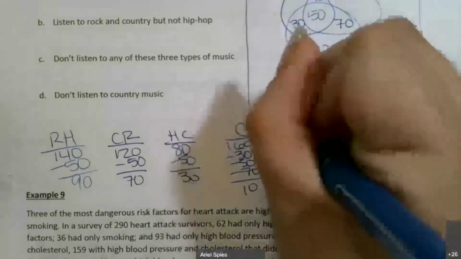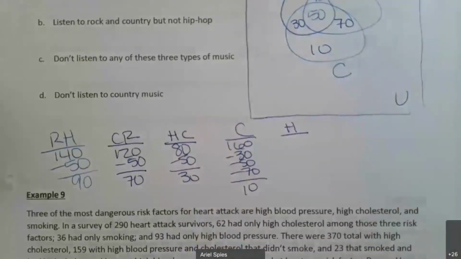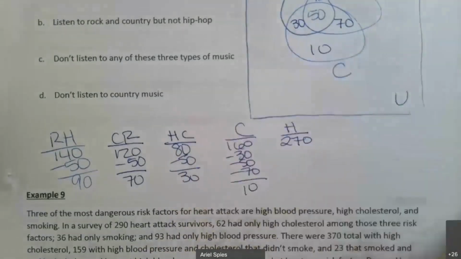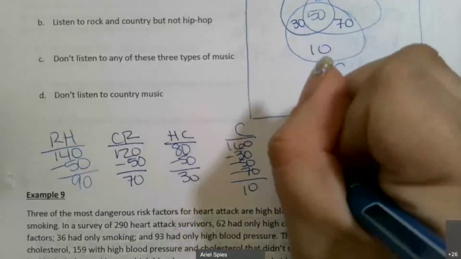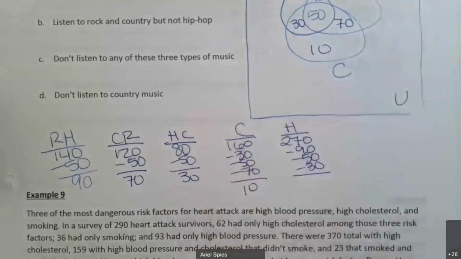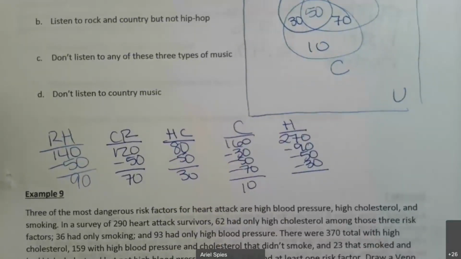Okay, then I have hip hop. So the total hip hop was 270. I want to subtract all the numbers inside the hip hop circle, which is 90, 50, and 30. 120. No? Close. 90, 50, 30. 100. Yeah, 100.